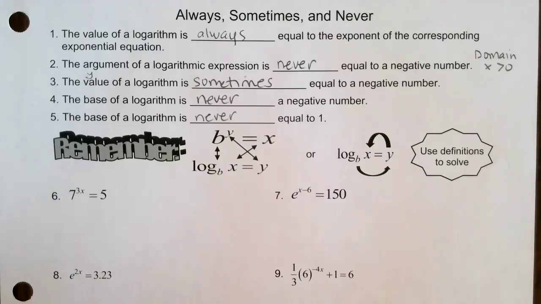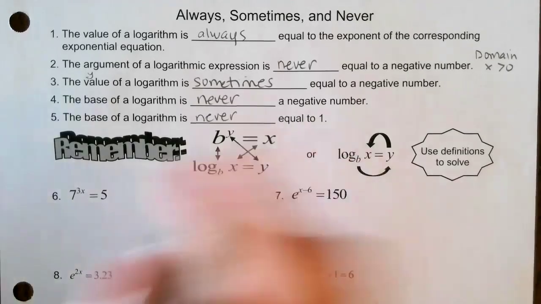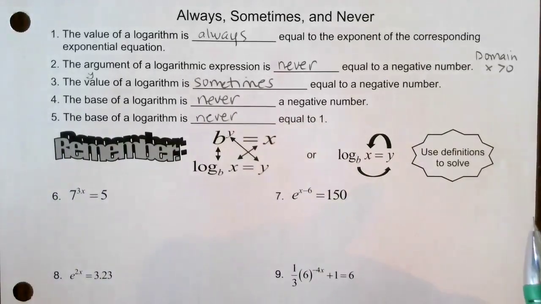The base of a logarithm is never a negative number. We know that the base has to be greater than 0 because that's the same as the base in the exponential. And so we had all of our bases above the y-axis. The base of a logarithm is never equal to 1. We know that because 1 to any power is still 1, and so that would make a horizontal line.